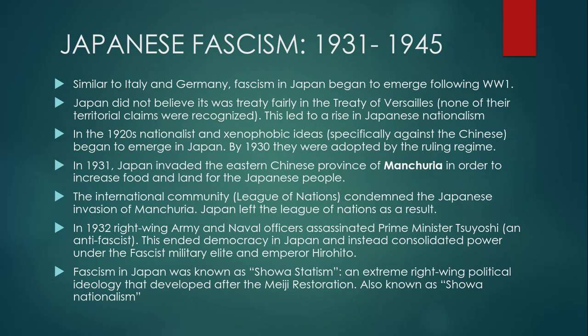In 1931, Japan invaded the eastern Chinese province of Manchuria to increase food and land for the Japanese people. The international community, so the League of Nations, condemned the Japanese invasion, and Japan was like, all right, peace out. So they left the League of Nations. In 1932, right-wing army and naval officers assassinated Prime Minister Tsuyoshi, an anti-fascist. So this ends democracy in Japan and instead consolidates power under the fascist military elite and the Emperor Hirohito. Fascism in Japan was known as Showa statism. So this is an extreme right-wing political ideology that developed after the Meiji Restoration, also known as Showa nationalism.